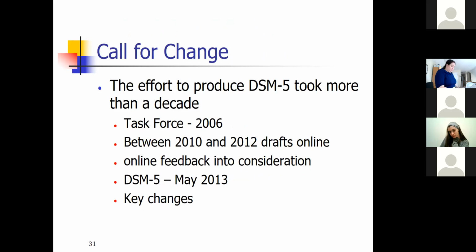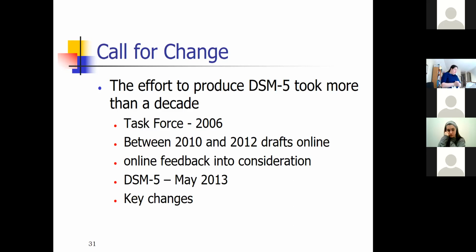So the effort to make this revision took more than a decade. There was a task force that was developed in 2006, but obviously stirrings before that. The DSM-4 revision, TR, they called it, came out in 2000, just to give you perspective on this. And so then between 2010 and 2012, there were drafts online and they asked for feedback. The task force took the online feedback into consideration. And then, as I've mentioned before, I think this was published in May 2013.